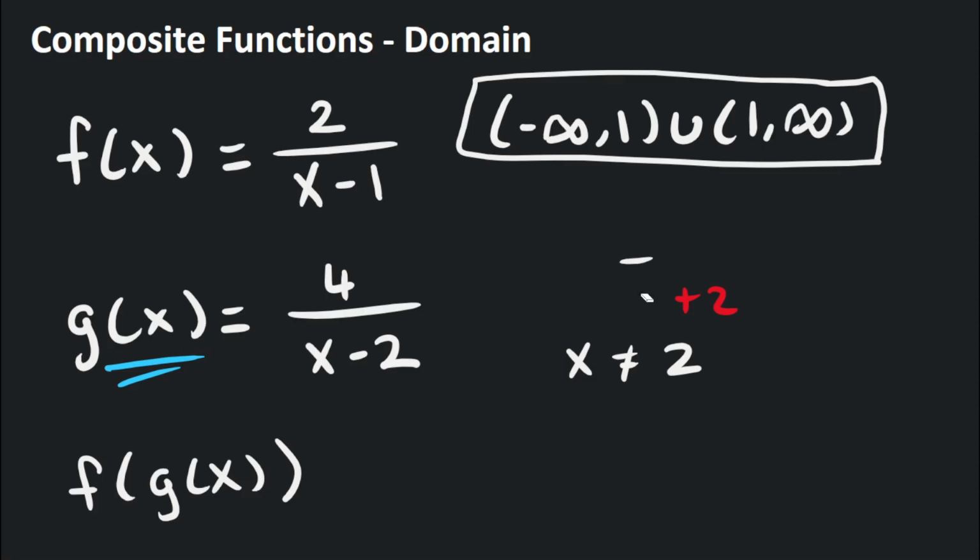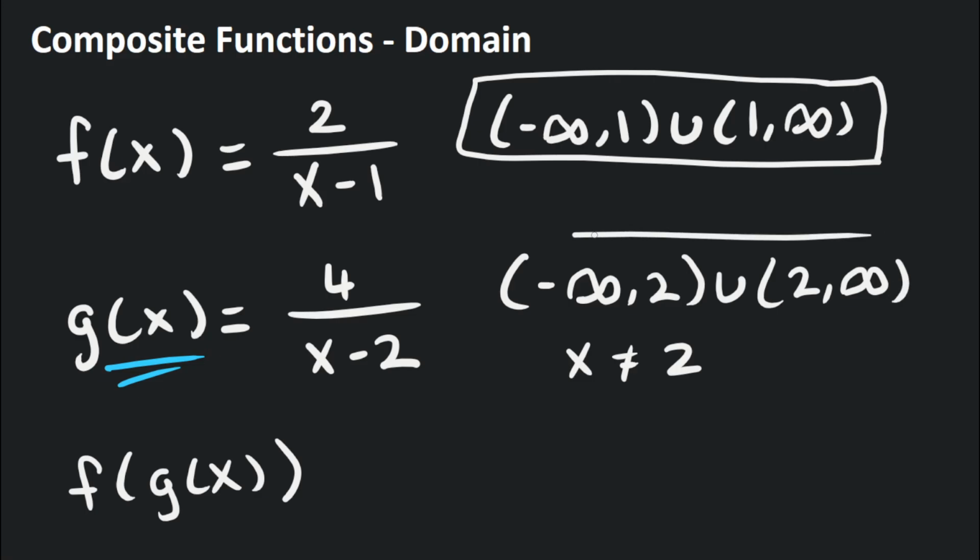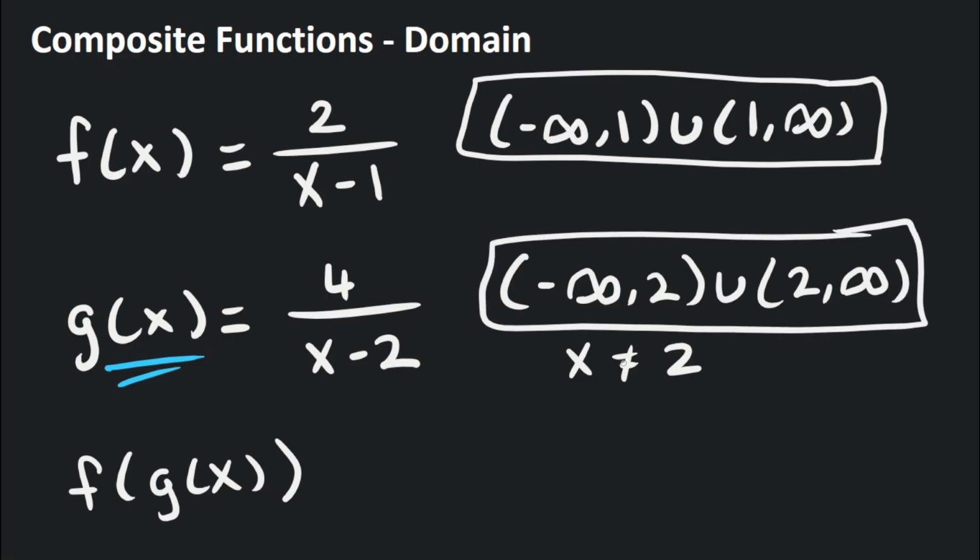So let's go ahead and just write it in interval notation. It would be from negative infinity to 2, parentheses, union 2 to infinity, parentheses. And that's the domain of g of x right there. Great, so we found the domain of f of x, we found the domain of g of x. What about f of g of x? Well, for f of g of x, let's actually try to find its formula. Let's write the formula for this composite function, f of g of x.